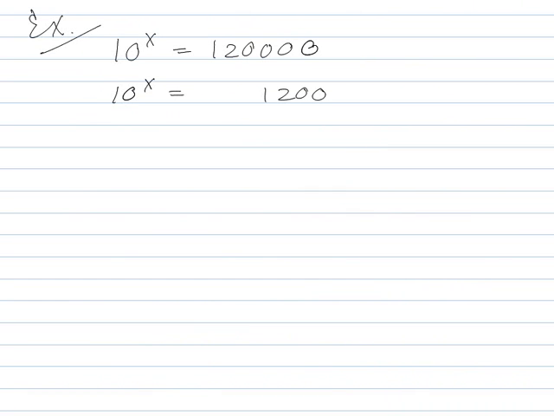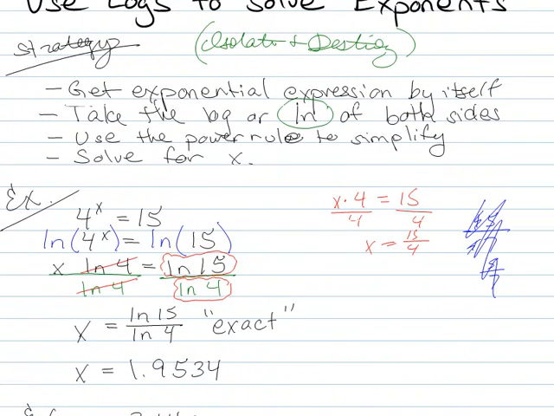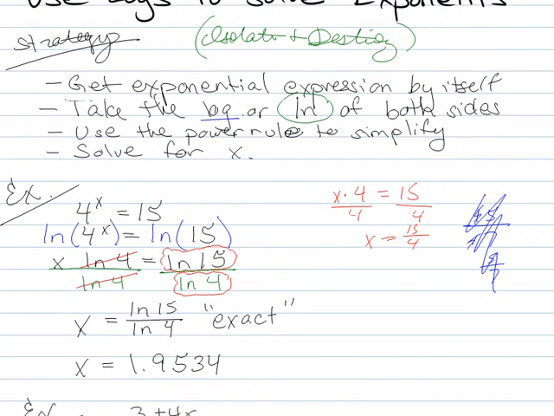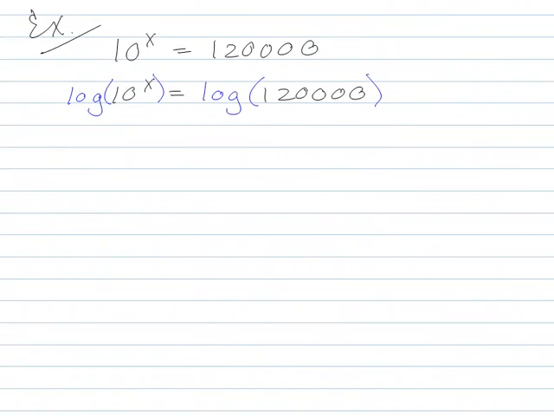Alrighty, let's try this one. So we've got 10 to the x equals 120,000. Now this is an example where, since we have a base 10 exponent here, rather than using a natural log, let's go ahead and use a base 10 log, because we have that button on our calculator too. And if you'll remember in our instructions up here somewhere, it said we could take the common log or the natural log. So let's go ahead and take the common log of both sides here.